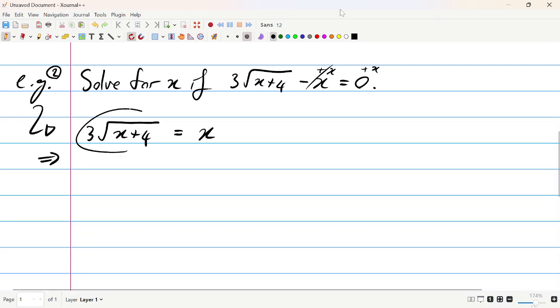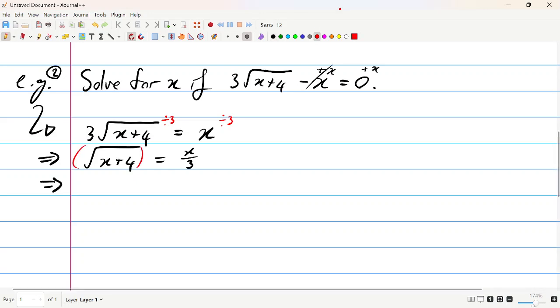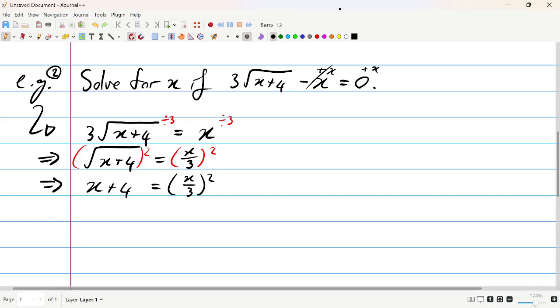But now we need to isolate the square root, and the issue is that this 3 is here, so we need to get rid of the 3. We will divide both sides by 3, and we also divide this by 3. So therefore we will have the square root of x plus 4 is equal to x over 3, because x divided by 3 is just the same as x over 3. Now we do what we did in the last one, and we square both sides. Therefore from here we're going to have x plus 4 is equal to x over 3 to the power of 2.